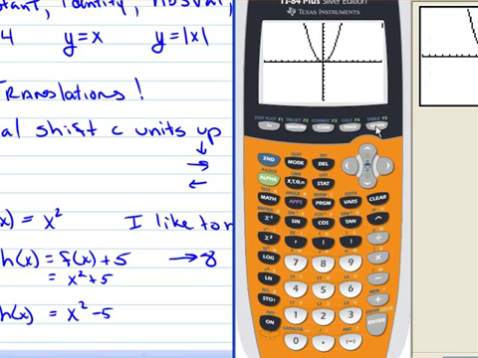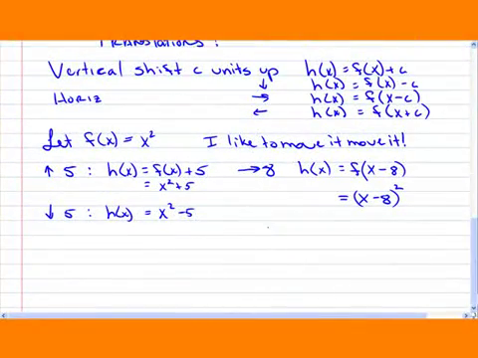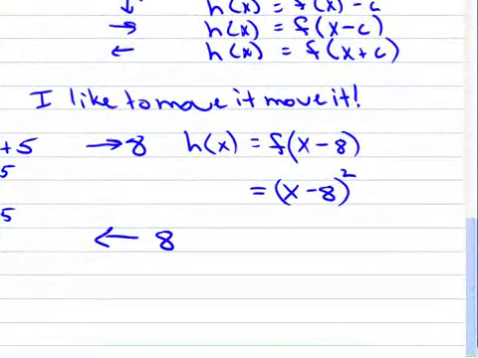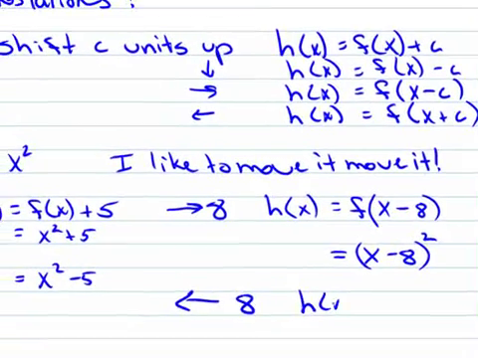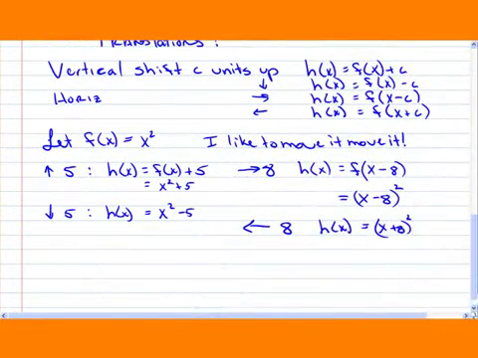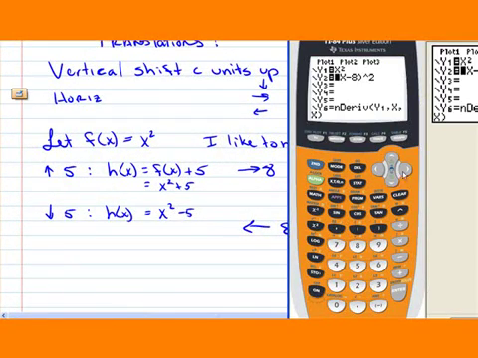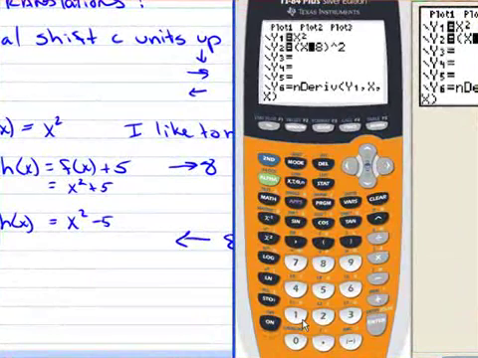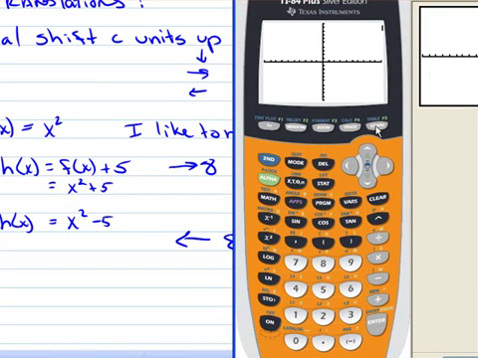There's x squared. And there's x minus 8 squared. It's been moved to the right 8 units. Let's move her to the left 8 units. It's going to be x plus 8 quantity squared. All I have to do is change that to a plus. And it has been moved. There's x squared, and there is x plus 8, the quantity squared.